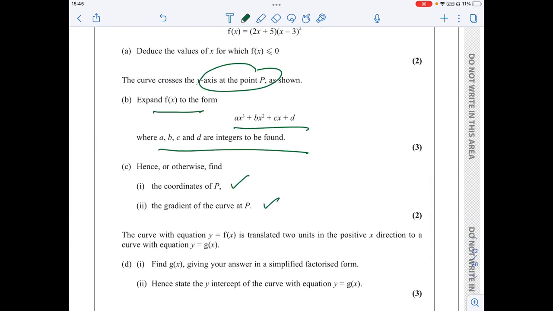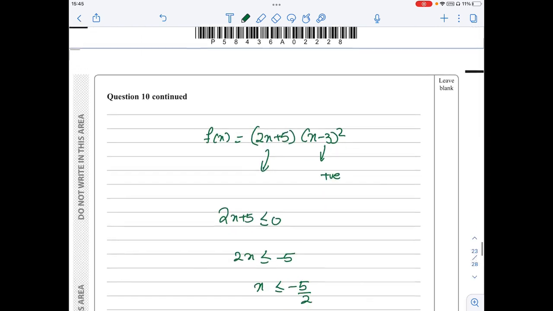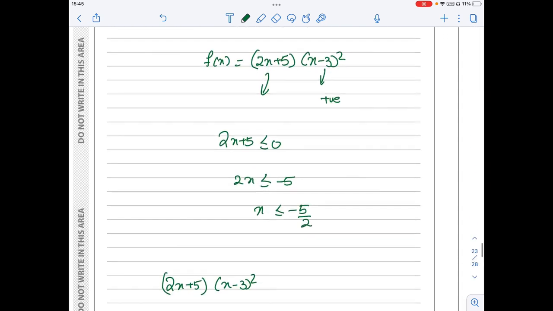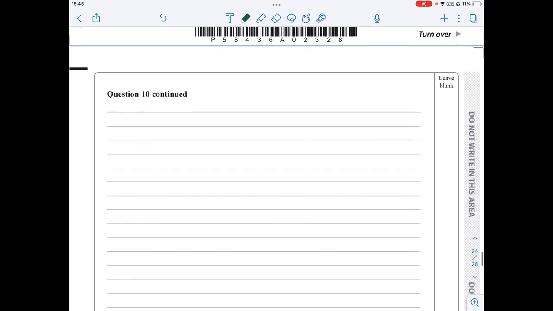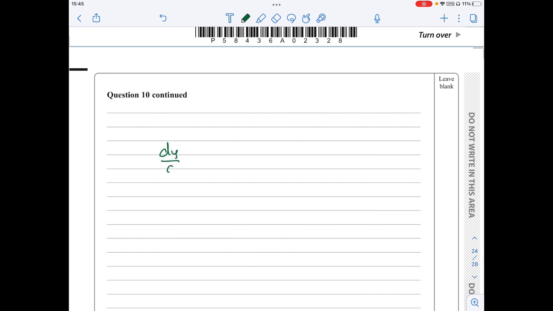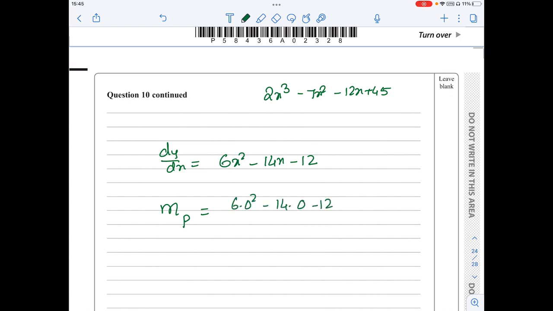Next, the gradient of the curve at P. So I am going to find dy by dx. It becomes 6x square minus 14x minus 12, because the equation was 2x cube minus 7x square minus 12x plus 45. Its derivative is this one. Now the gradient at P, plug in 0: 6 times 0 square minus 14 times 0 minus 12. So the gradient at P is negative 12.